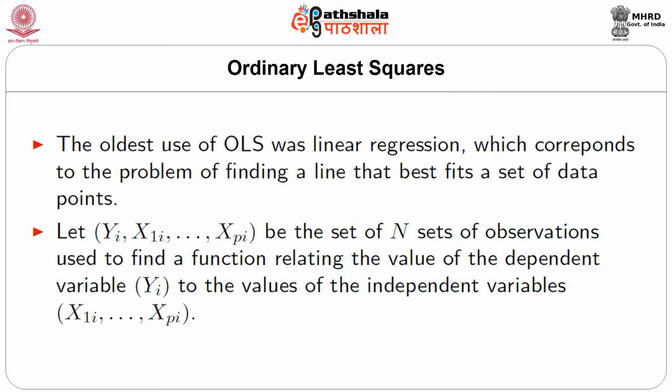So, if we assume y_i, x_1i, x_2i, x_pi for i equals 1 to n be a set of observations used to find a function relating the value of the dependent variable y_i to the values of the independent variables x_1i, x_2i, x_pi, then the oldest tool that was used to obtain each of these regression coefficients, or the unknown parameters involved in the linear model beta 1, beta 2, beta p, is the ordinary least square method.